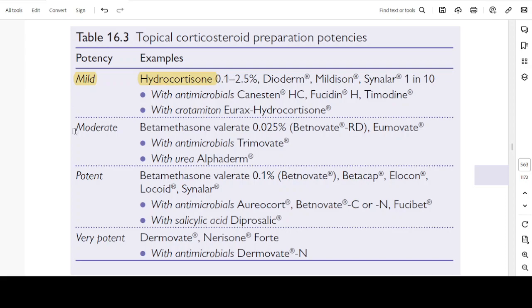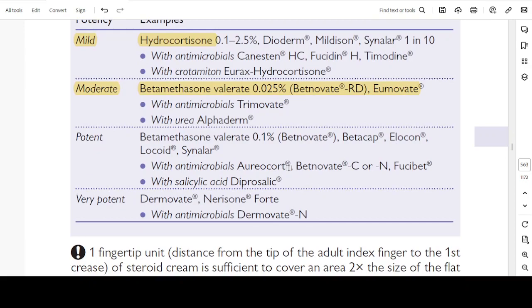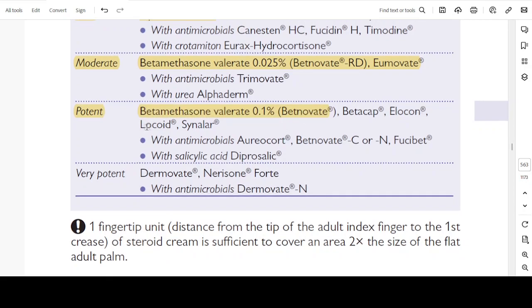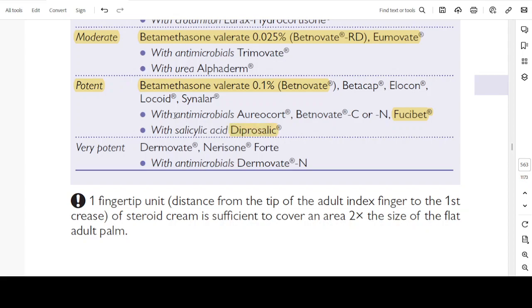Moderate potency steroids, you have to remember clobetasone butyrate 0.05%, that is also called Eumovate, Betnovate RD. With antimicrobials, Trimovate, with urea it is Alphaderm. Potent steroids: betamethasone valerate 0.1%, Betnovate, Betacap, Elocon, Locoid, and Synalar. With antimicrobials, Oricort, Betnovate C or N, or Fusibet. So Fusibet, which is more commonly used, is a potent steroid. With salicylic acid it is Diprosalic.